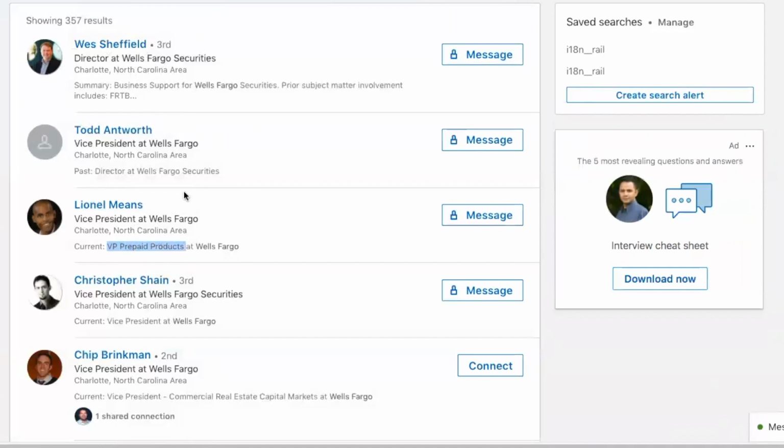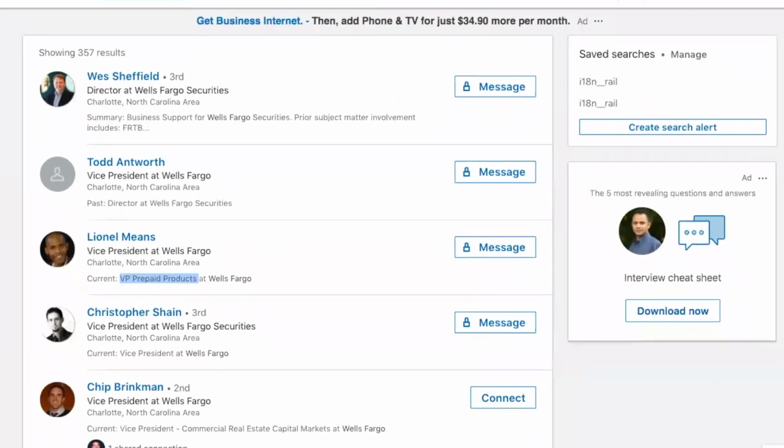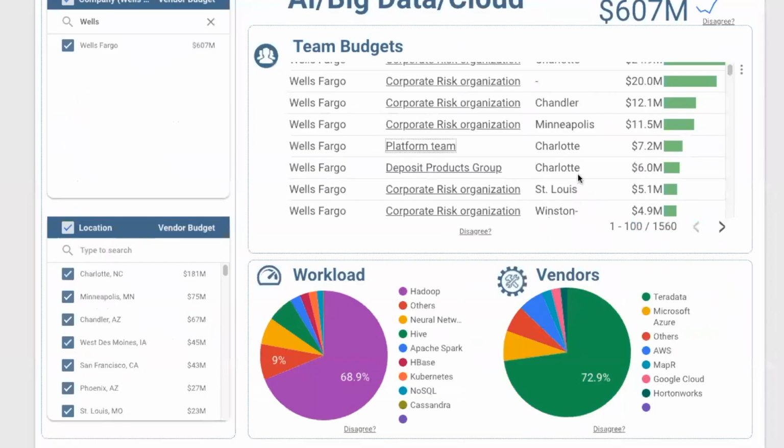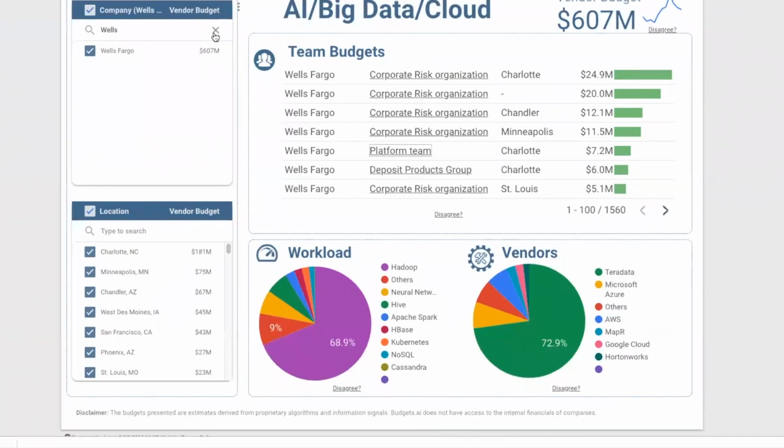So these are all executives related to the platform team, and that is also in the Charlotte area. So this is one way you can immediately take an action and start engaging or finding the executives that are relevant for this team. How many companies are you tracking here?